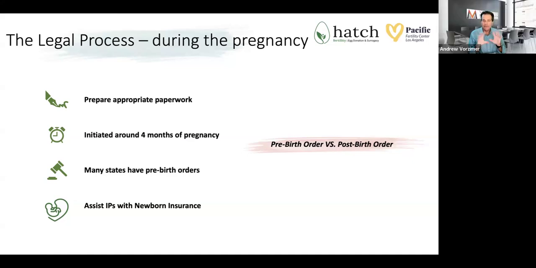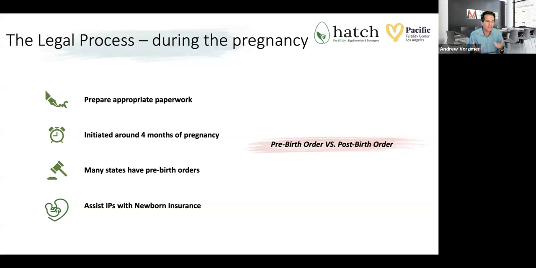No, of course. So let me give you the timetable for the pre-birth order process, and I'll briefly touch upon the post-birth order as well. For the pre-birth order process, we're going to wait till the completion of the first trimester, so about 14 weeks into the pregnancy. We'll begin to circulate paperwork to you, your surrogate, as well as your IVF clinic.